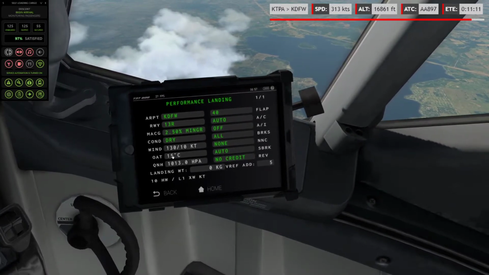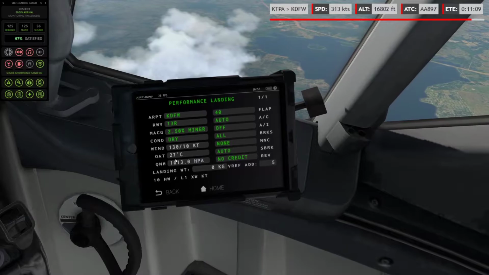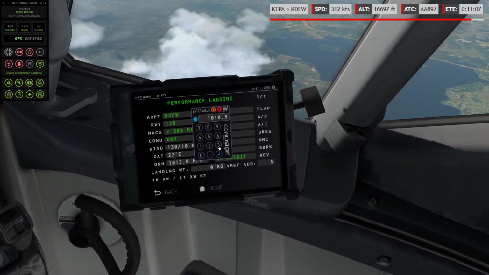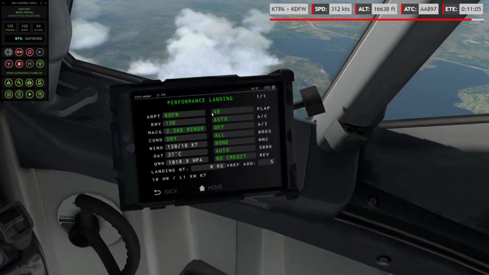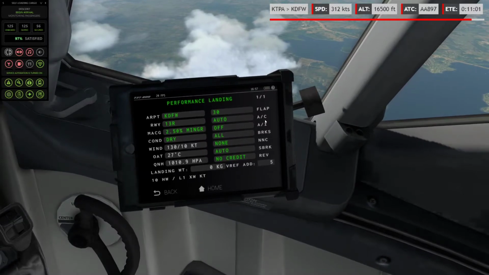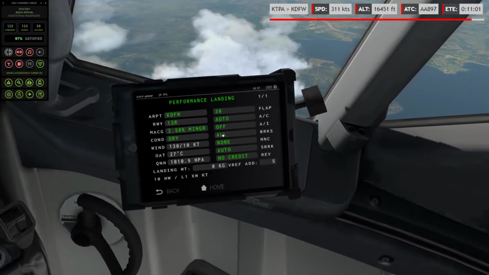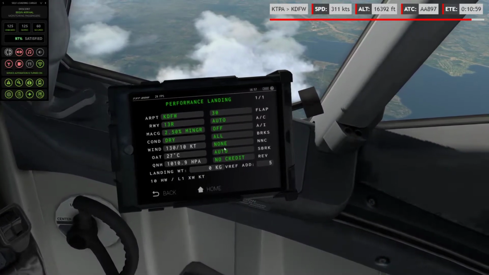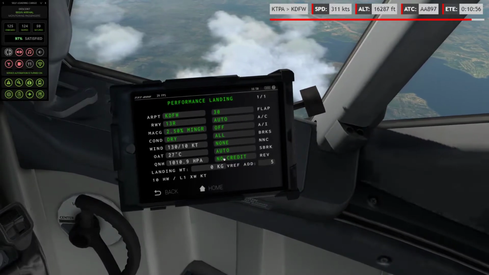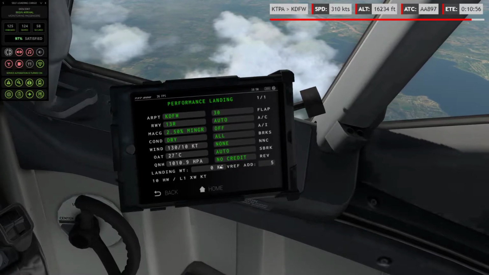Outside air temperature is 27. QNH 1010.9 hectopascal. We are using flaps 30. AC is on auto, NTIC is on off. Brakes will be O, NNC, I'm not sure what that is. Speed brakes is auto. Reverses, no credit.